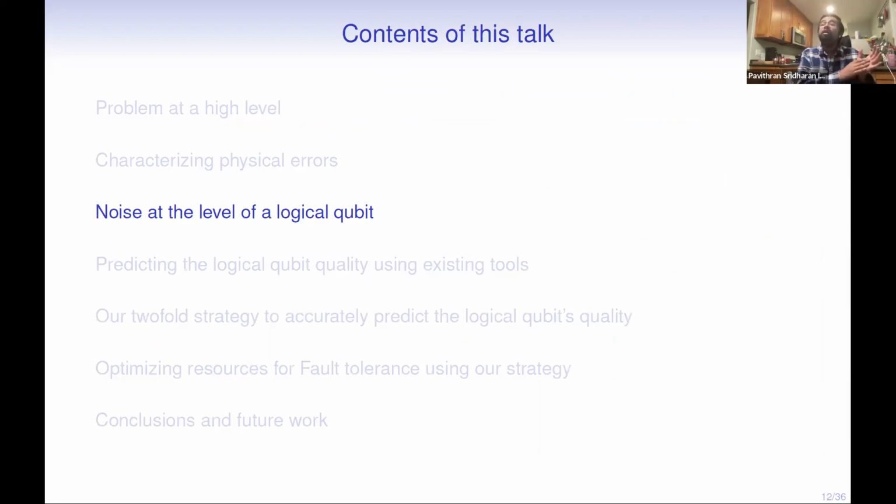Okay, so we saw what physical noise processes are, and we saw what quality we are looking for in these physical noise processes. Now let us go and look into a bit more detail on what it is that we want to predict or estimate. This is the logical error rate. And let's now look in more detail into how to understand this logical error rate.